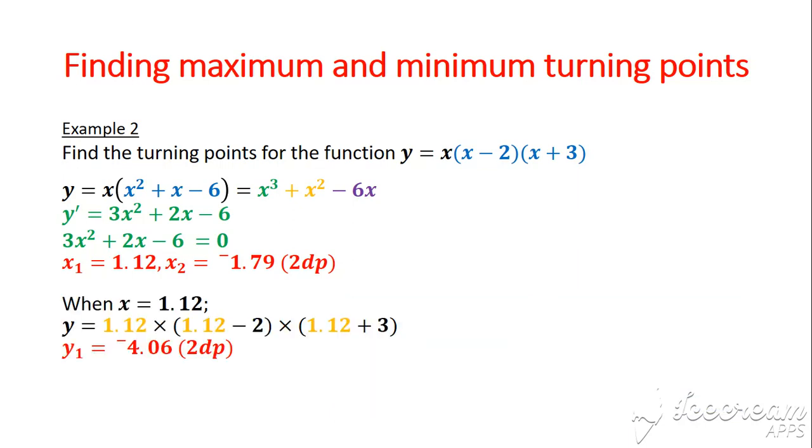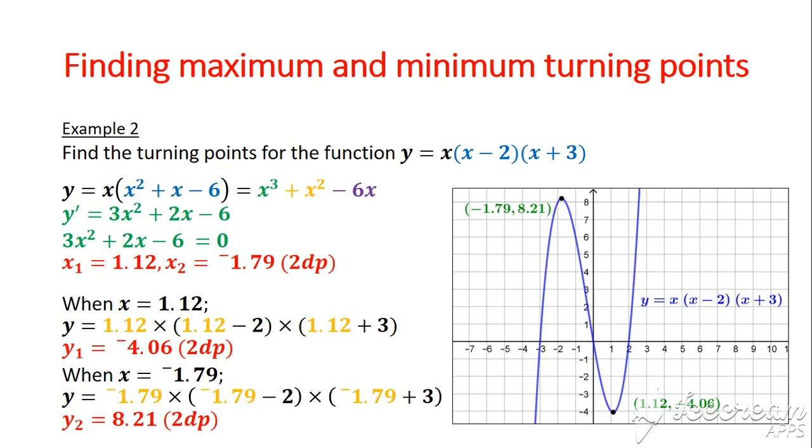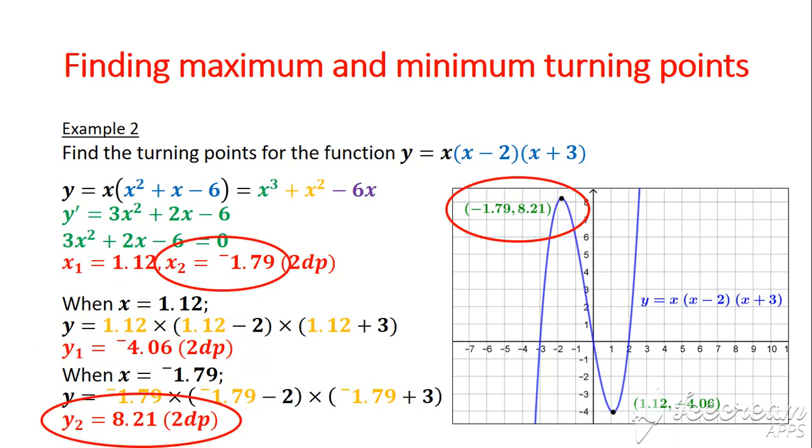Right, we'll start with the first solution. When x is 1.12, let's substitute that back into the y function and work out the y coordinate, which is negative 4.06. And do the same when x is negative 1.79, substitute that back in to get y equal to 8.21. So here is a picture of our cubic, and we've figured out that there is a turning point at 1.12, negative 4.06, and there's a turning point at negative 1.79, 8.21.